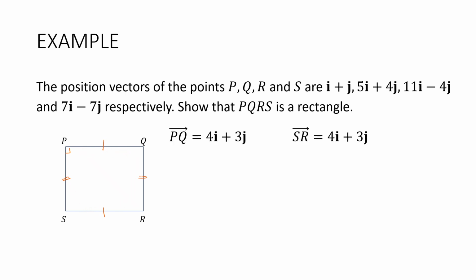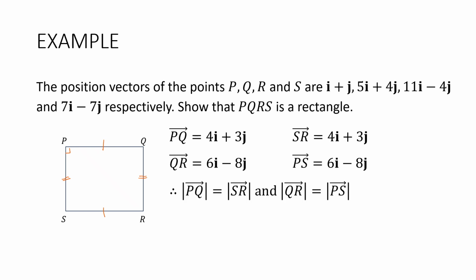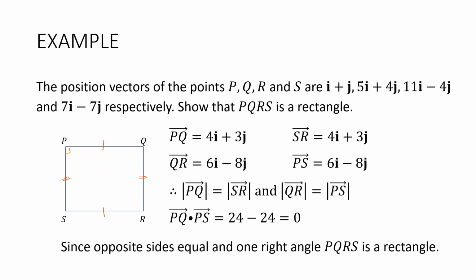Now when we form PQ and SR, we can see that they are identical, so their lengths are equal. And forming QR and PS, we can see the same thing. So opposite sides are equal. Now let's do the dot product between PQ and PS. Because it's equal to 0, we have a right angle. Therefore, since opposite sides are equal and we have 1 right angle, PQRS is a rectangle.